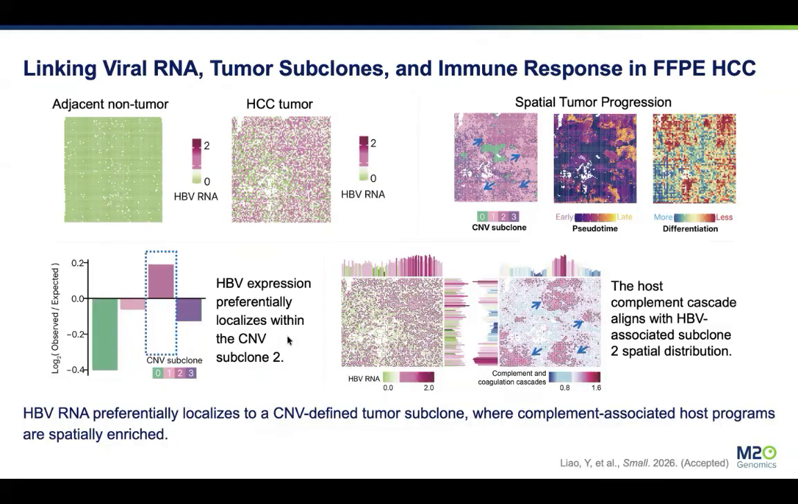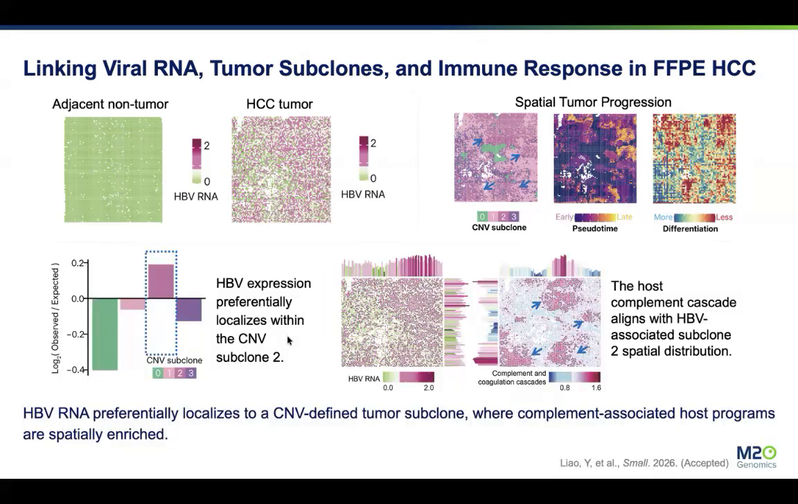Here we integrated viral infection, tumor evolution, and host immune response within a single FFPE tissue section. We first mapped the spatial distribution of HBV RNA. In the upper left panel, viral transcripts are strongly enriched within the tumor region and largely absent from the adjacent non-tumor tissue, indicating localized viral activity within the tumor microenvironment.